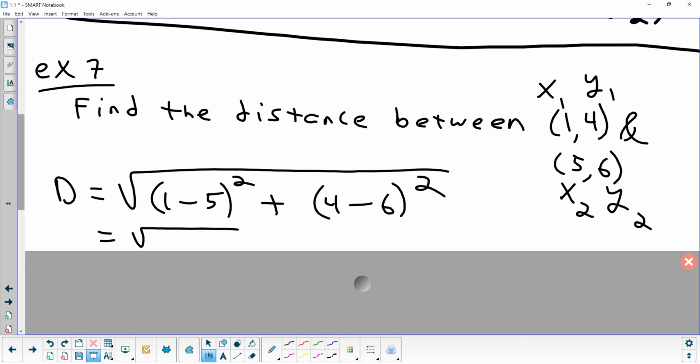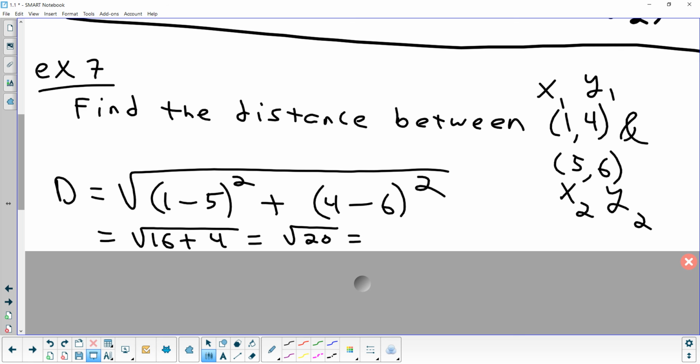And Francesca, what's negative 4 squared? 16, yep. And Matt, 4 minus 6 gives me negative 2, and to the second power? 4. So that comes out to the square root of 20.